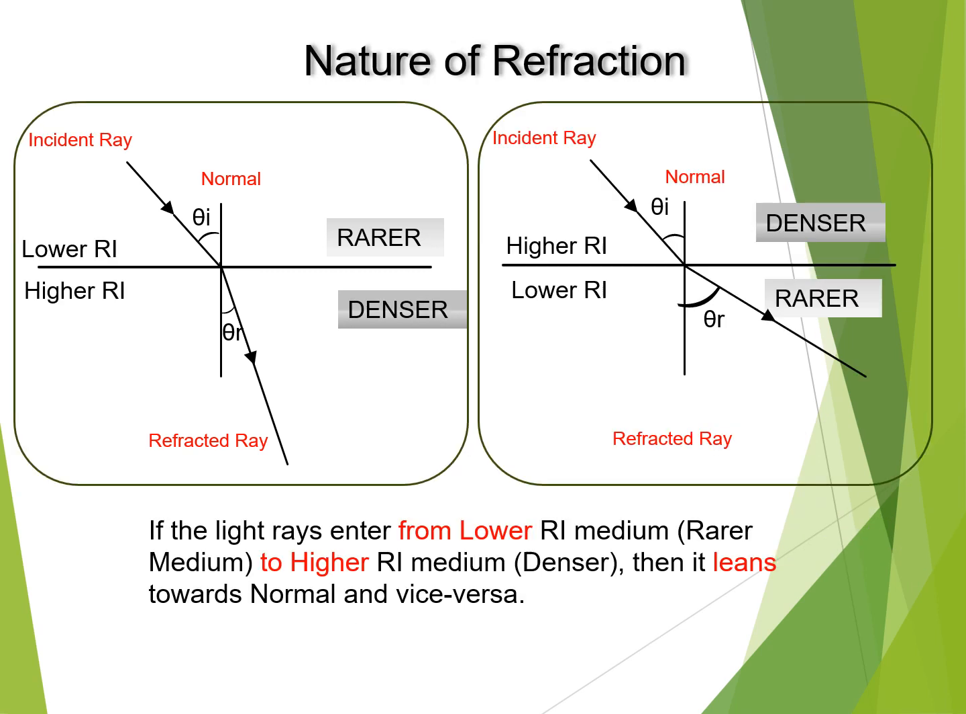Now let us understand the nature of refraction. We can see these two diagrams here. One, of course, on the top side, is rarer, that means less dense, and the bottom one is more dense. You can consider air and glass. Air is surely rarer than glass. Glass is denser. So what is rarer and denser?